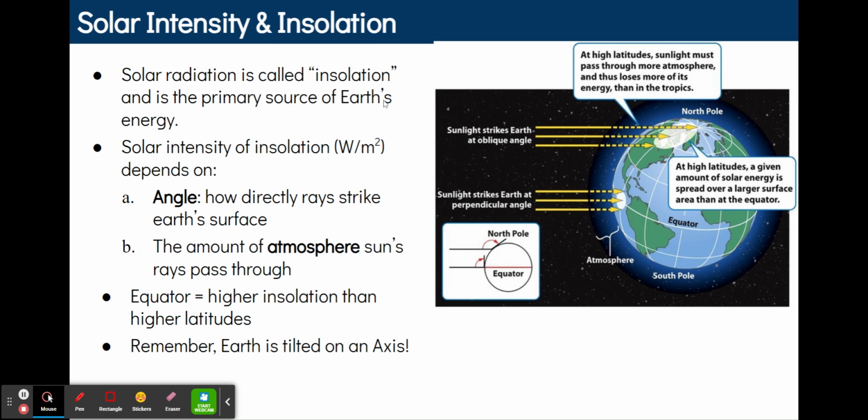Okay, so we should know that the Earth is a globe, and the globe is divided into two different hemispheres. The northern hemisphere, which is north of the equator, and the southern hemisphere, which is south of the equator. Up here is the north.